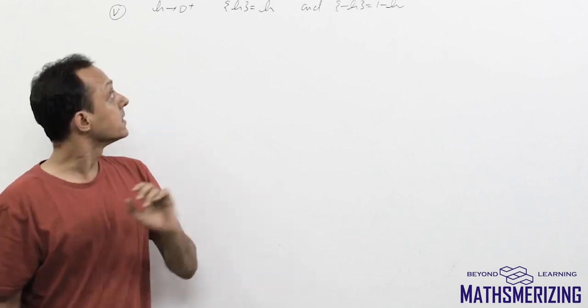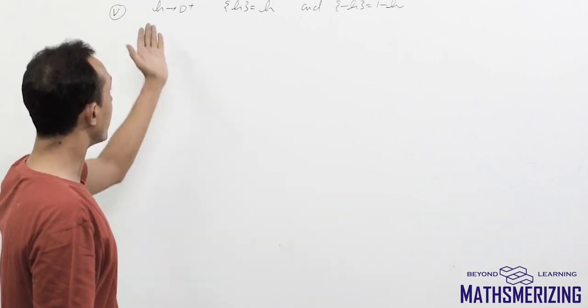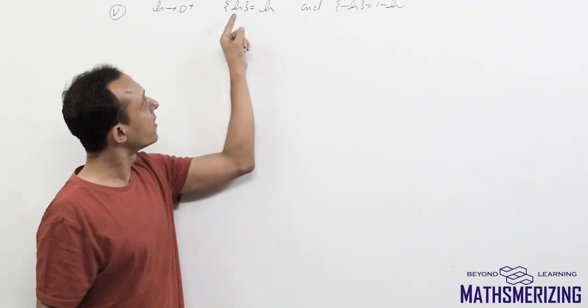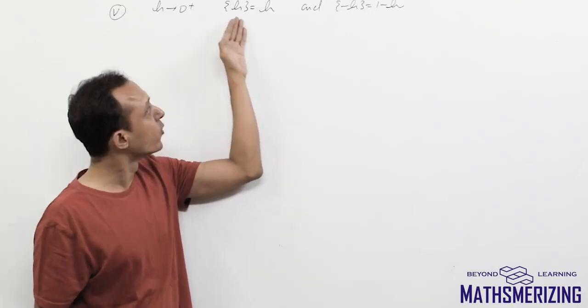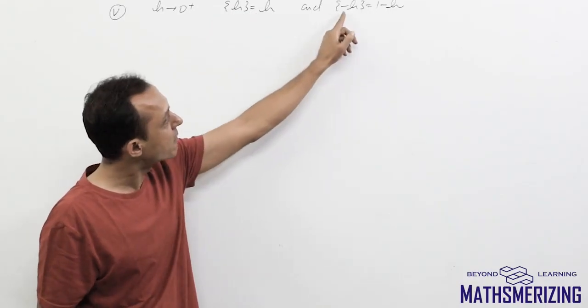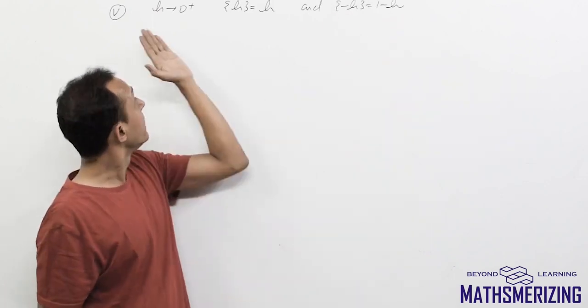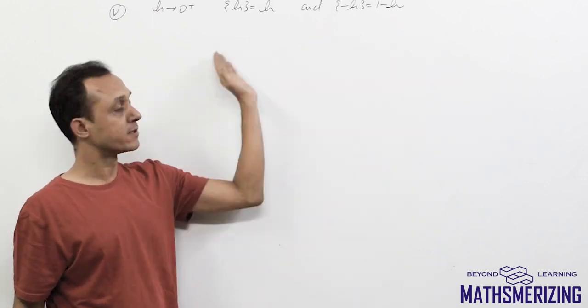Now the fifth property is, if h is a very small number which is nearly 0, a small positive number, then the fractional part of h, because this value will lie between 0 and 1, will simply be h. And if it is the fractional part of minus h, then it will be 1 minus h. So we use this property when we solve questions in limits.